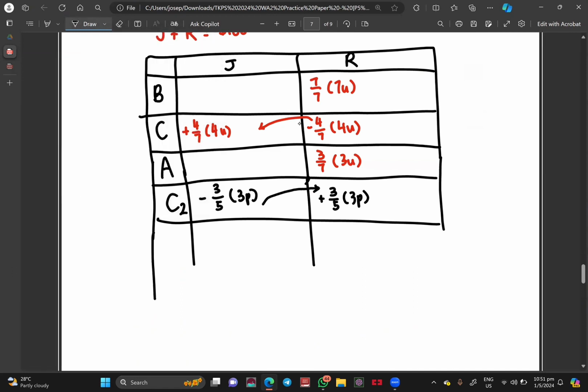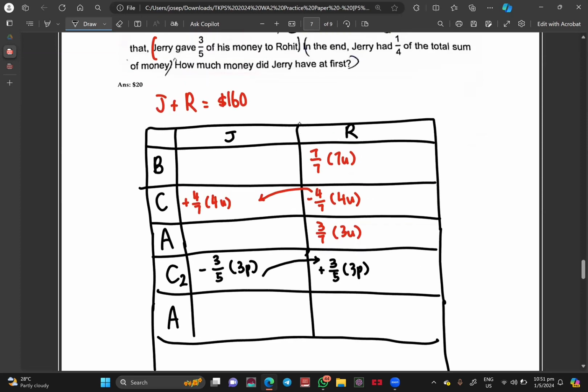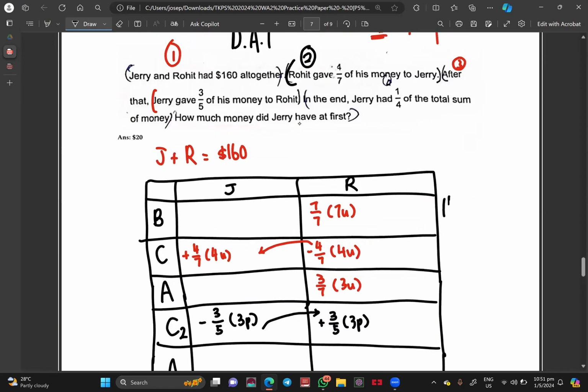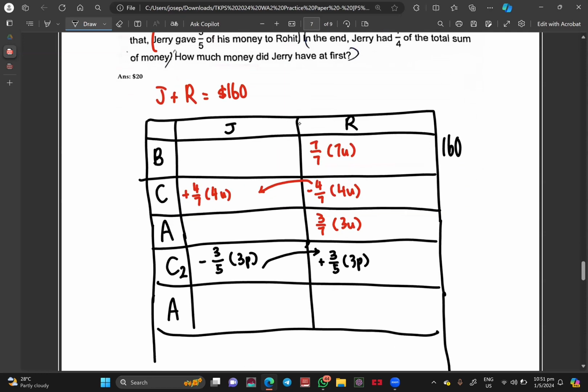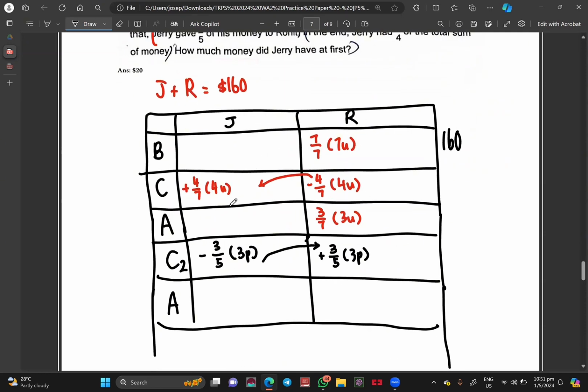So after the change, we have, of course, our after. Now, we know that the starting is $160, and you realize that Rohit gave to Jerry. So isn't it true that the total is still 160 because this is an internal transfer? There isn't any giving out. All right, so you have 160 over here.